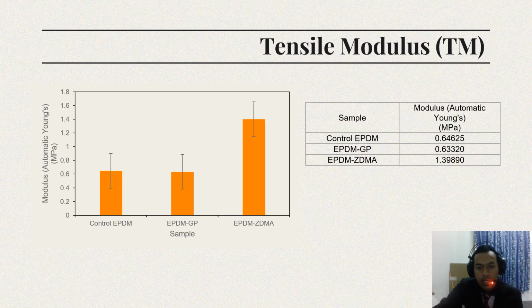From the result, the value of the Young's modulus for the control EPDM sample is 0.94925 MPa. The value becomes higher when adding ZDMA, which gives 1.39890 MPa, compared to the addition of GP, which gives slightly less than the control EPDM, which is 0.63320 MPa. The Young's modulus of EPDM with ZDMA shows the positive effect of ZDMA toward EPDM based on natural rubber blend.